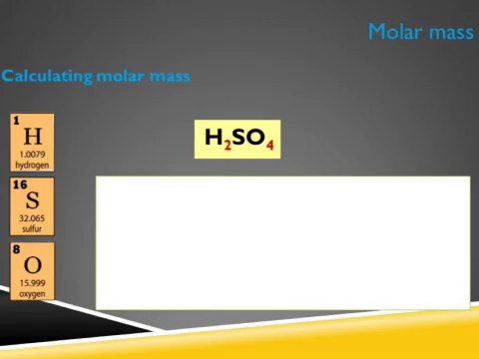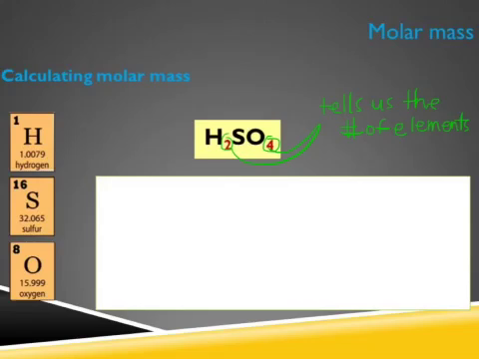Here is a chemical formula, H2SO4. This is the chemical formula for sulfuric acid. And if you notice, there are subscripts. Now, these subscripts tell us something. These tell us how many of each element there are. So let's go ahead and do the steps.